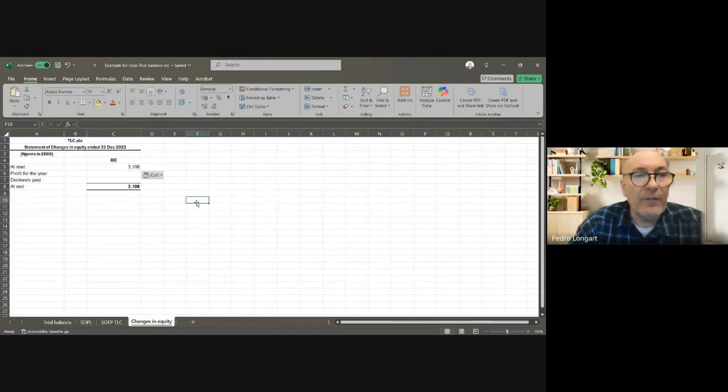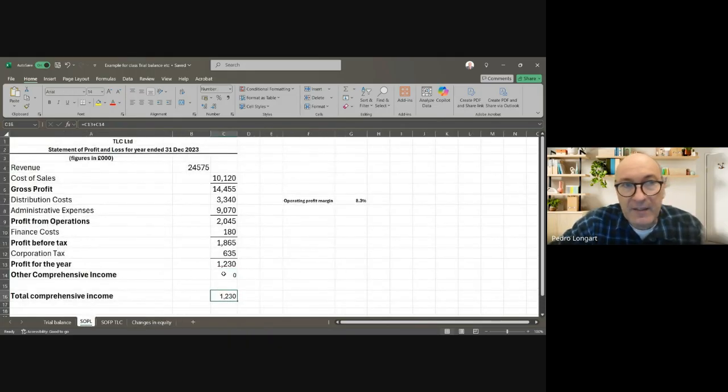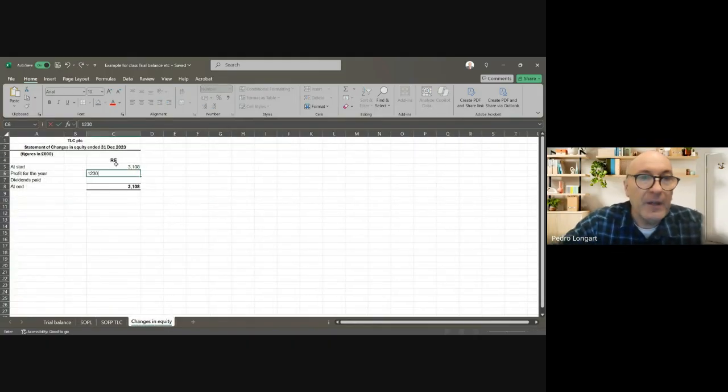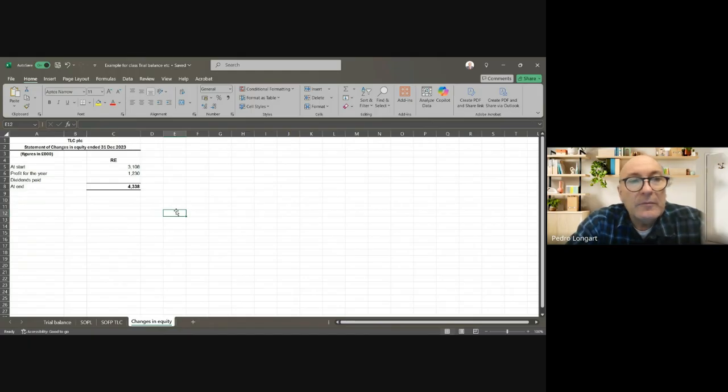What is the profit for the year, from the statement of profit and loss, which I have calculated? It is the last line here, which is 1230. I will put 1230 here, and you can see that it is the profit for the year. This increases the shareholders' equity.